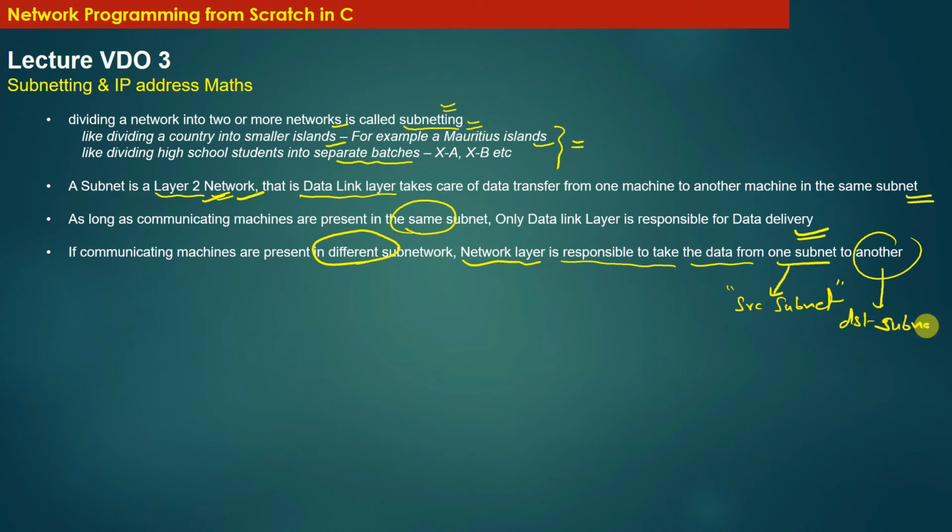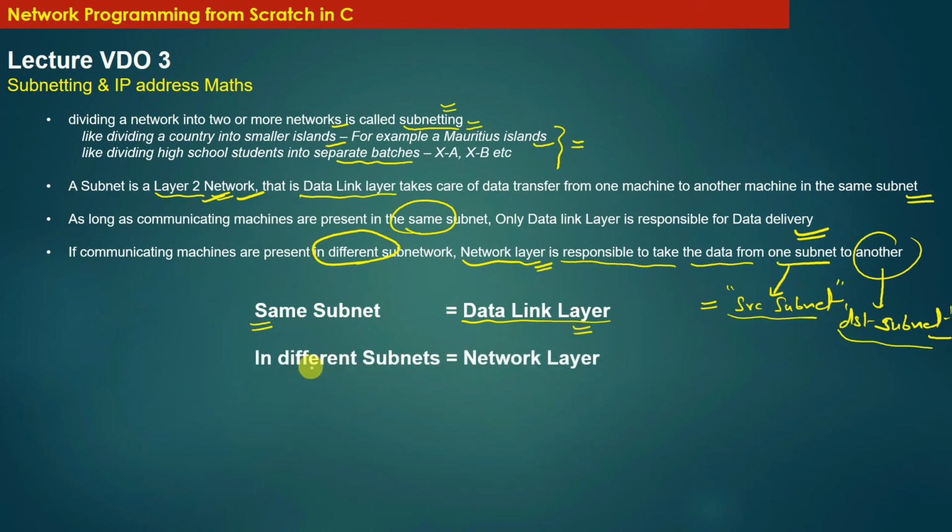Now I am not saying destination machine, but destination subnet, that is the subnet in which the destination machine is present. So the network layer is responsible for taking the packet from the source subnet to the destination subnet, and not from the source machine to the destination machine. This is a very sharp point about network layer functionality to be noted here. So if the communicating machines are present in the same subnet, only the data link layer is responsible for data delivery from the source machine to the destination machine.